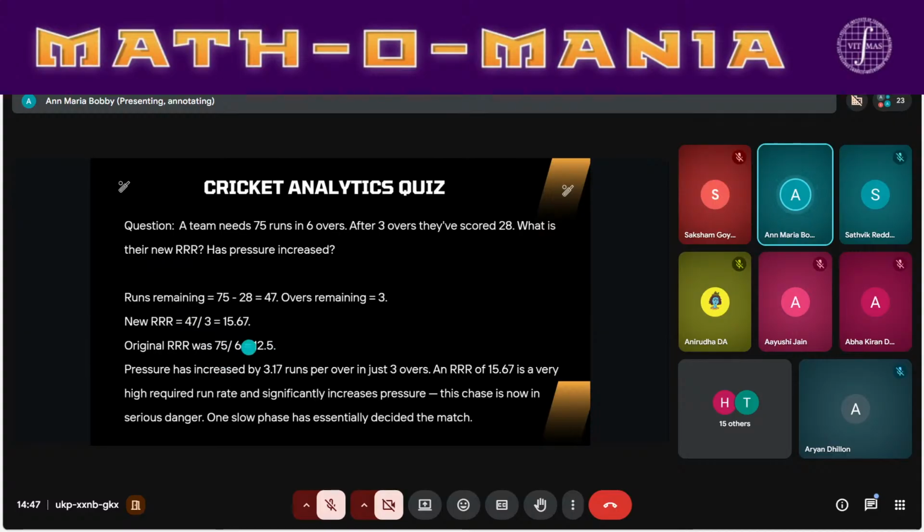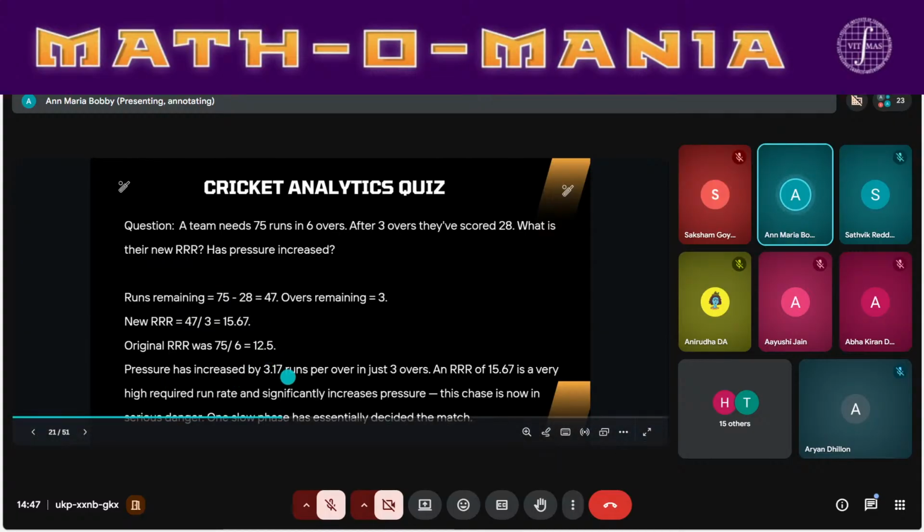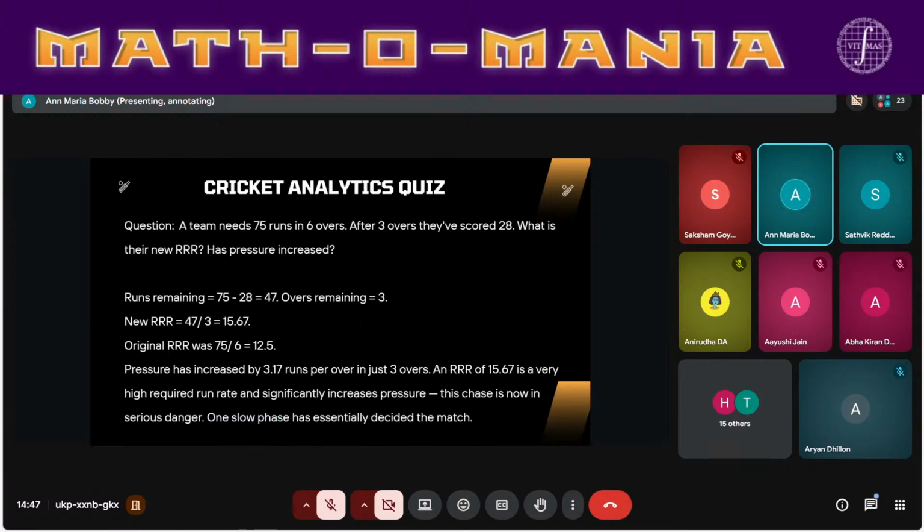Now it shifted. See, the pressure has increased. The new run rate became 15.67 and the previous one was 12.5. So the pressure has increased by 3.17 runs per over in just 3 overs. A required run rate of 15.67 is very high, and it significantly increases the pressure. So this chase is now in a serious phase.